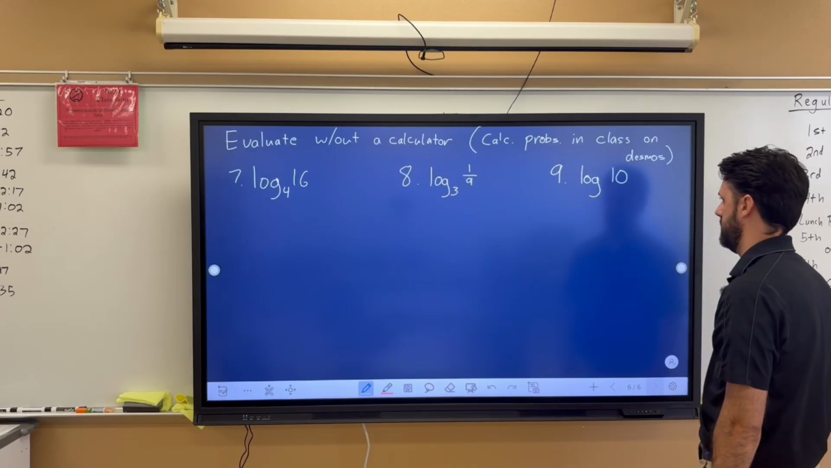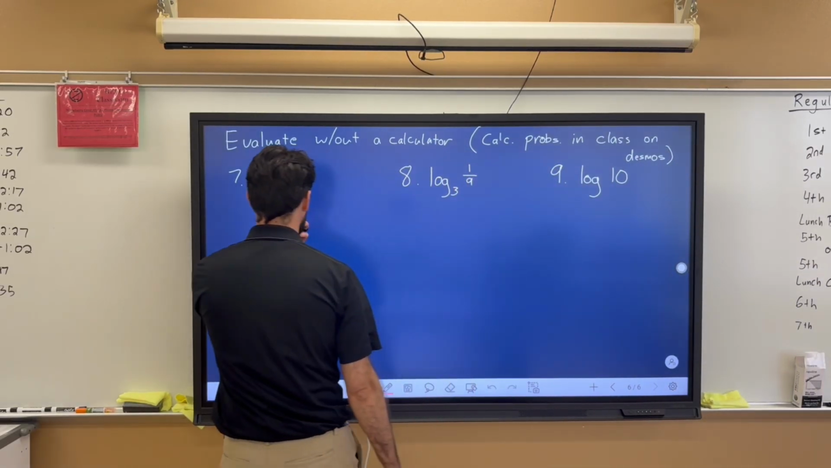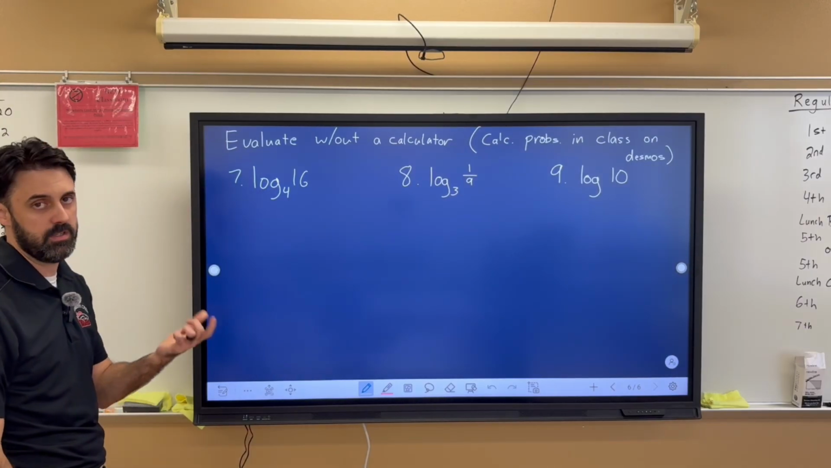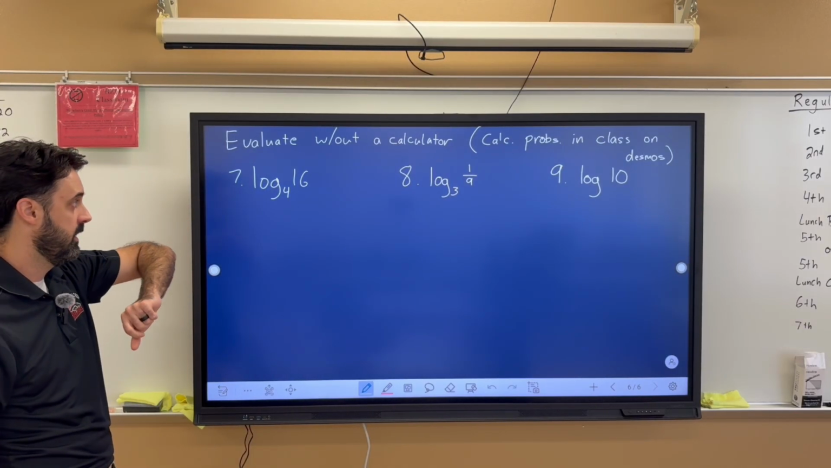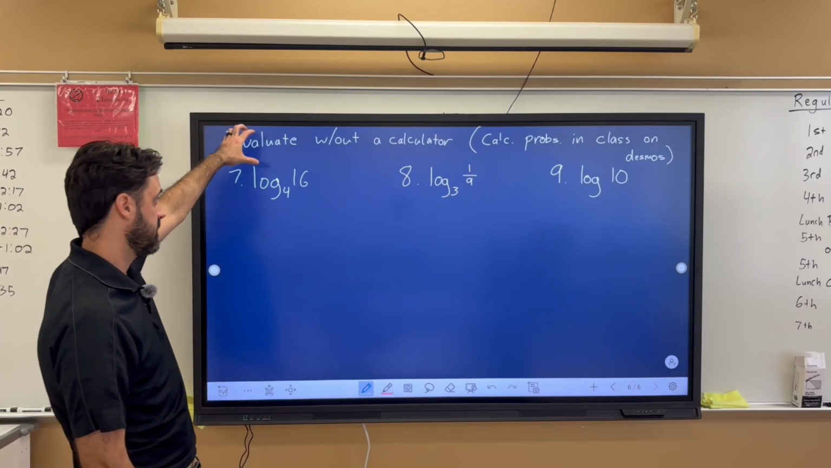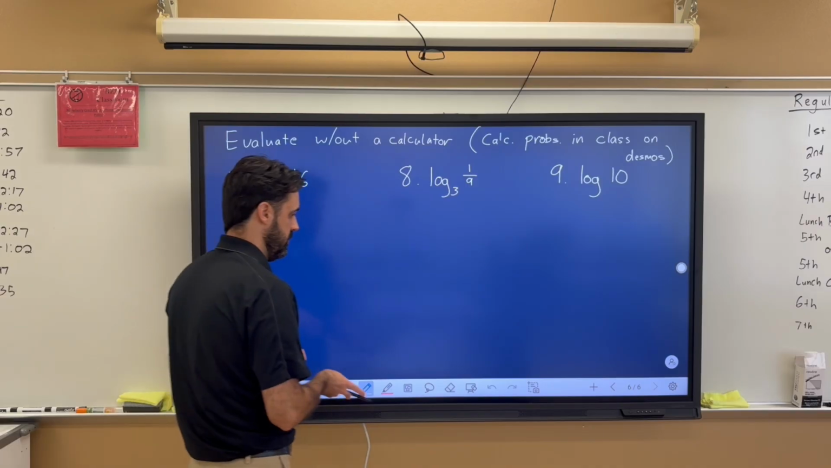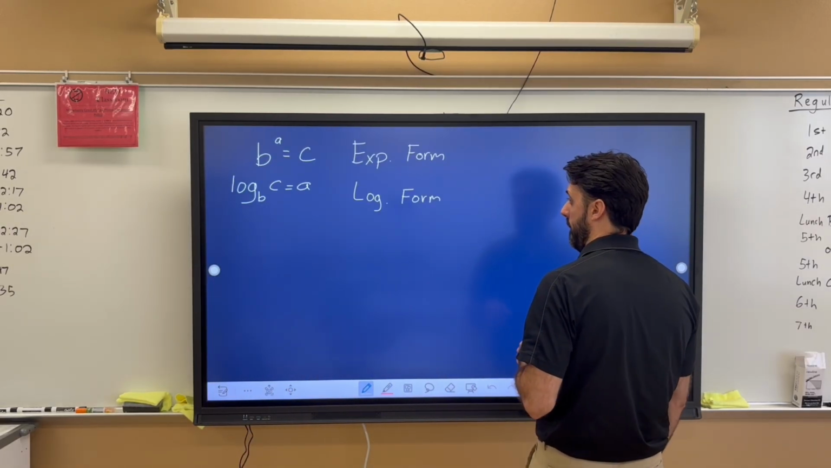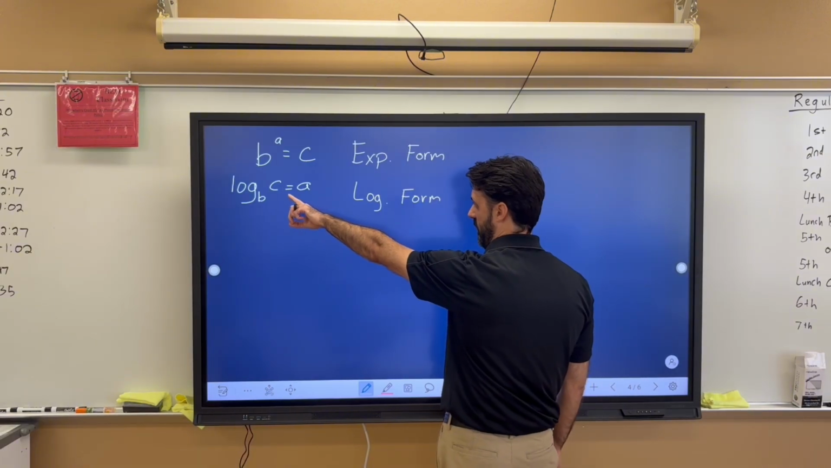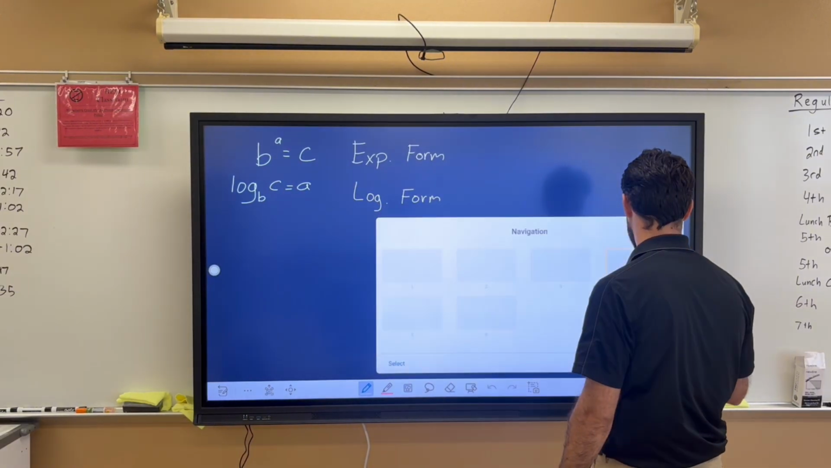All right, up next. So we're going to evaluate some of these logs, but without a calculator. All right, we will do some practice with the calculator in class using Desmos, but this is just going to be strictly without a calculator. So the way that we evaluate logs without a calculator is we have to convert this into an exponent. The issue, if we go back a couple slides here, is there's no equal sign. So to go from log form to exponential form, we need an equal sign. So we have to add that in.